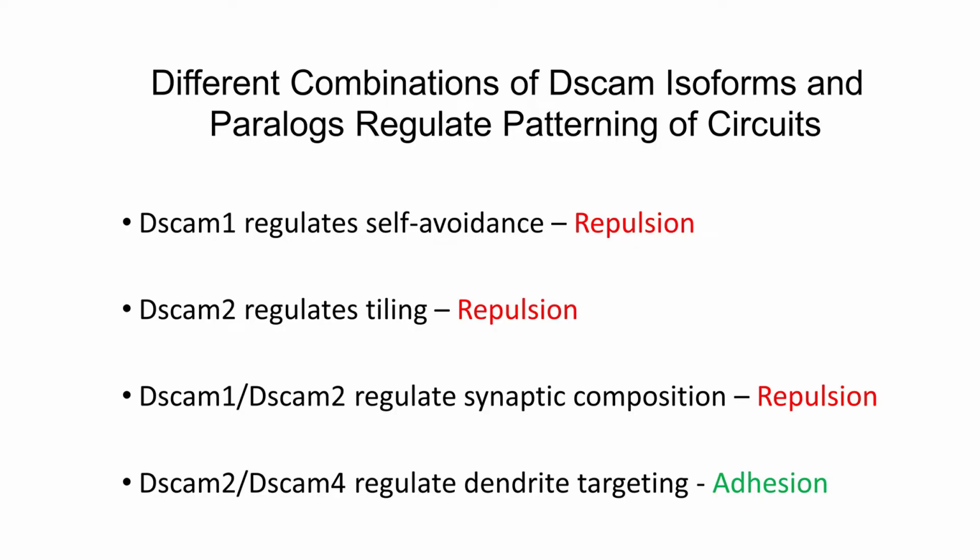So to summarize then, DSCAM1 regulates self-avoidance on its own. That's through a repulsive interaction. DSCAM2 regulates tiling. I didn't show you its role on its own, but it regulates tiling analogous to self-avoidance, again through repulsive interactions. DSCAM1 and DSCAM2 regulate synaptic composition, and they do that through a repulsive mechanism, and DSCAM2 and DSCAM4 regulate dendritic targeting, L4 targeting to different L2, L1 fascicles, and they do that through an adhesive interaction.